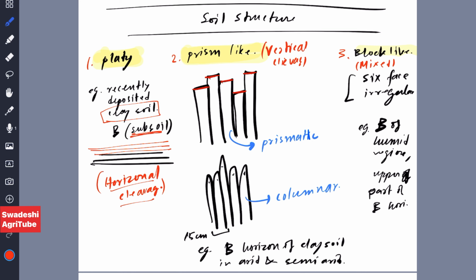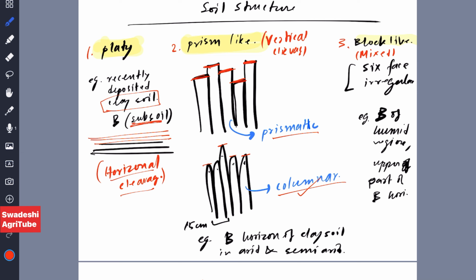In case of prism-like structure, we can see two kinds of prism. One is the prismatic, and the second one is the columnar. In the prismatic structure, you can see that the upper part is flat. But in case of columnar structure, those are not flat. Those are round shaped, curved shaped. That's the difference between prismatic and columnar.